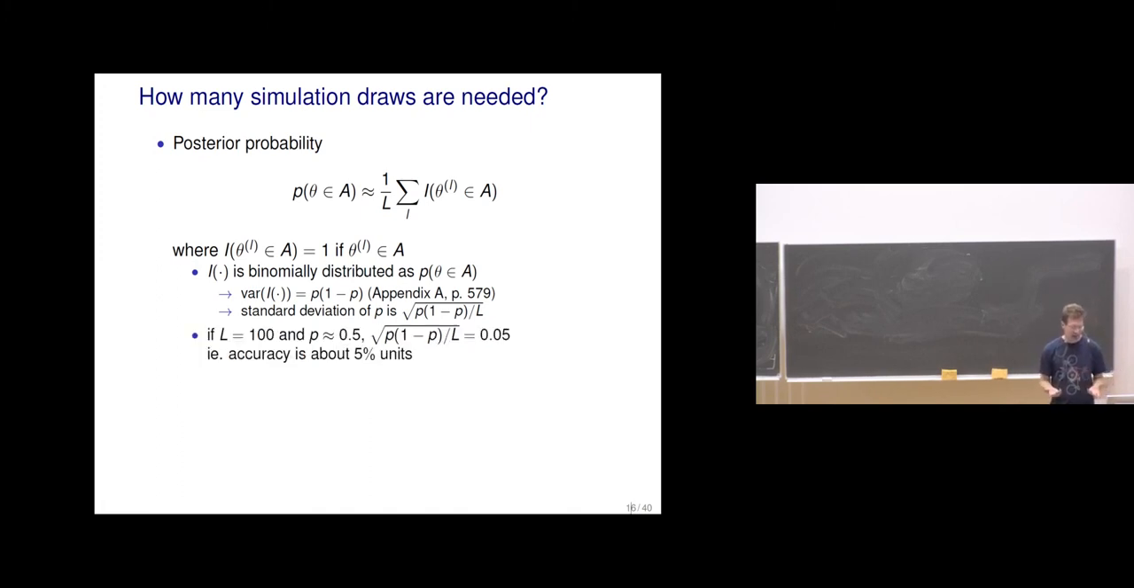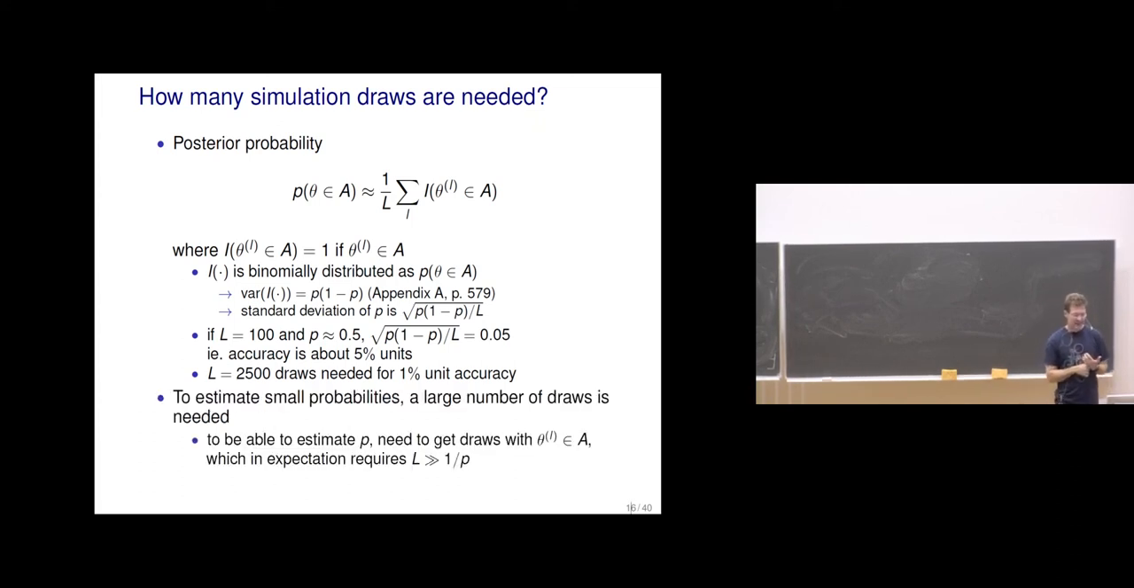But from here we see that with 100 draws, even for the median, the central value with probability of half, we get much more uncertainty on whether the probability is 50% or maybe something from 40 to 60%. So for probabilities we need more draws. We need 2500 draws for 1% unit accuracy.